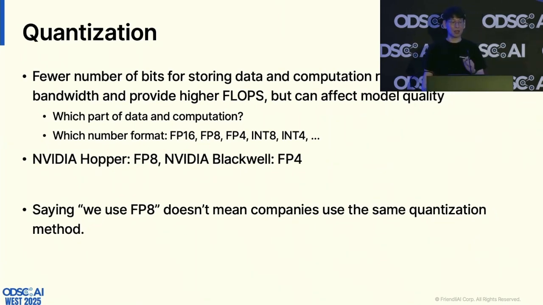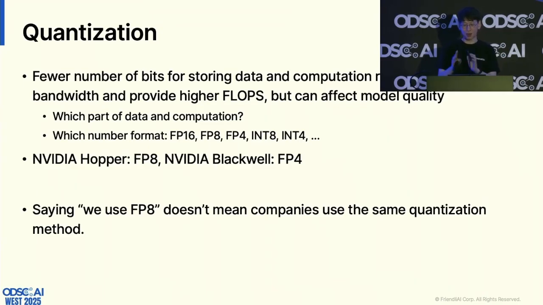So first, let's start with quantization. Quantization reduces the number of bits used in data and computation, improving bandwidth efficiency and FLOPS, but it can affect model quality. There is a range of methods depending on which parts of data and computation are quantized and what formats are used. For NVIDIA Hopper, there's FP8. For NVIDIA Blackwell, there's FP4. They are the best in terms of performance.